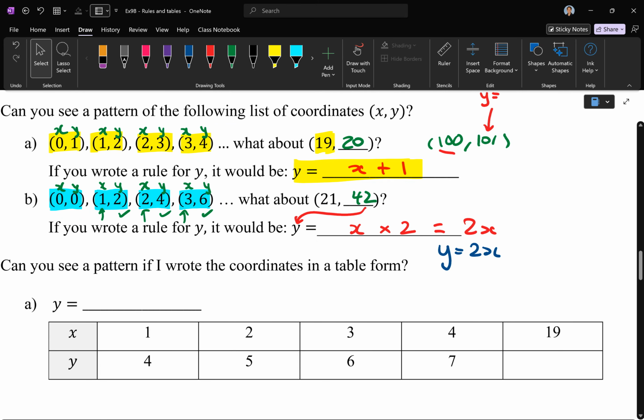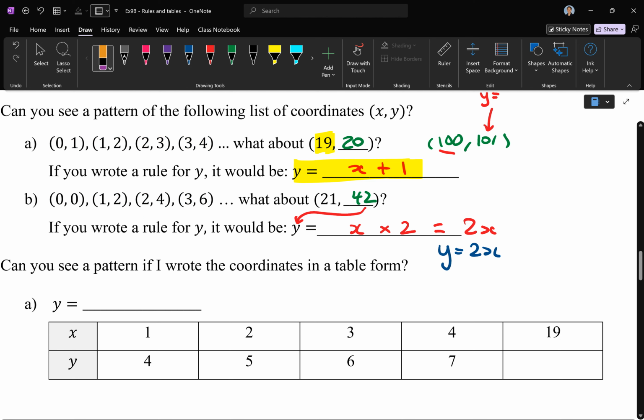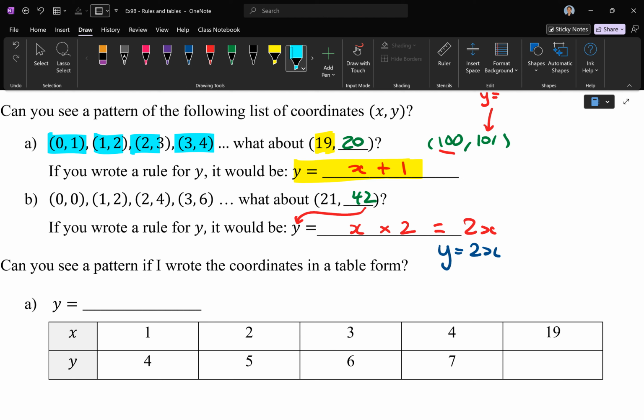So that was the first part of your exercise. First one was plotting coordinates. Second one is, can you see a pattern to the coordinates? Sometimes they're too lazy to write it like this. They can't be bothered to write it like this every single time. There are just too many brackets. It gets very tiring and very confusing. So what we use instead is a table to summarize it.